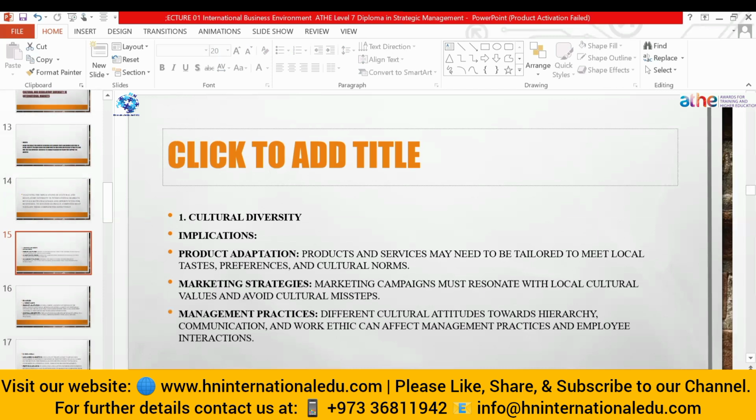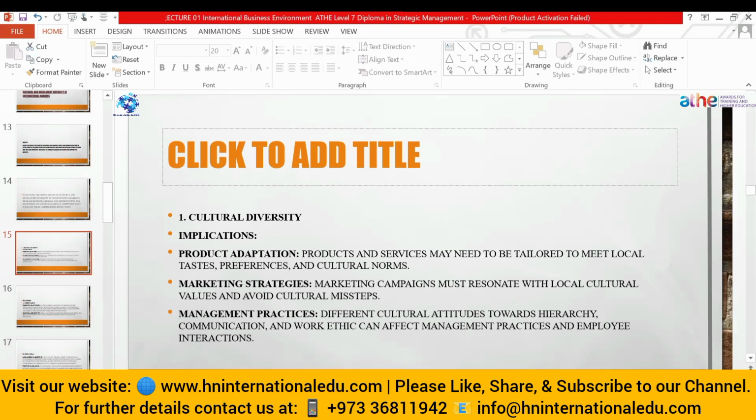Then the market strategy. Marketing campaigns must resonate with the local cultural values and avoid cultural missteps. Sometimes there are certain norms which are specific to the market. That is, we may think we have a good reputation in the market and nobody can beat it, but this is wrong. There are certain organizations which are working day and night to make themselves better.